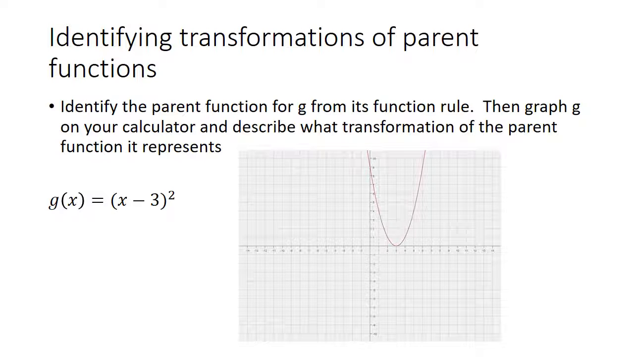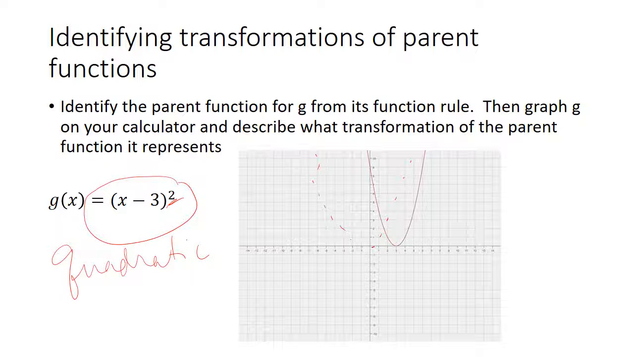So this one, if we were to identify the parent function from the function rule, we've got a square, so that means that it is going to be a quadratic. When you put that into your calculator and you graph it, you get this lovely parabola over here. So its translation then, if you think about what the parent is supposed to look like, where it's coming down and touching right here, all we've done is we've translated it 3 units to the right.